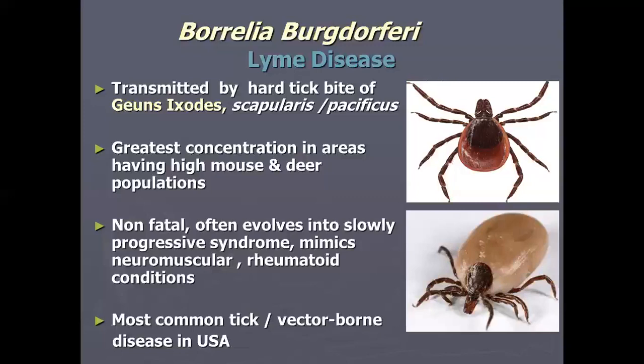So this is one of the most important and most prevalent vector-borne diseases. Lyme disease is the most prevalent tick-bite vector-borne disease in the United States. The greatest concentration is in areas where there is a high population of mouse and deer. The disease is not fatal, but it often evolves into a slow progressive syndrome. The symptoms caused by this disease mimic those of neuromuscular or rheumatoid conditions of the body. So there is involvement of the neuromuscular system and of the musculoskeletal system.